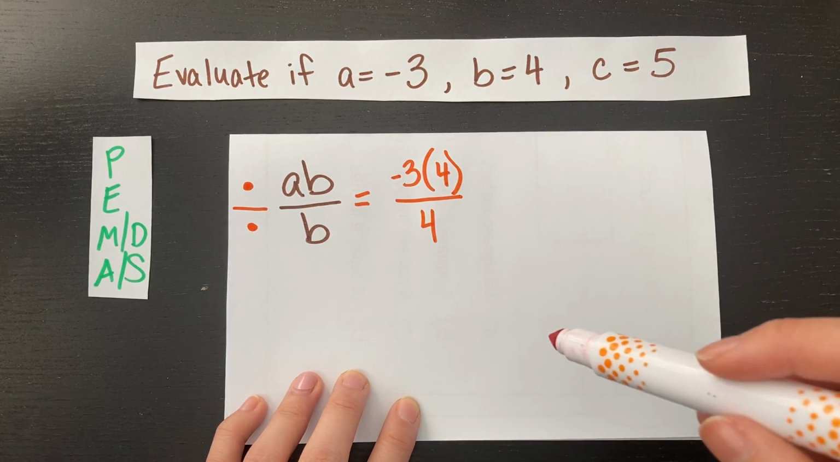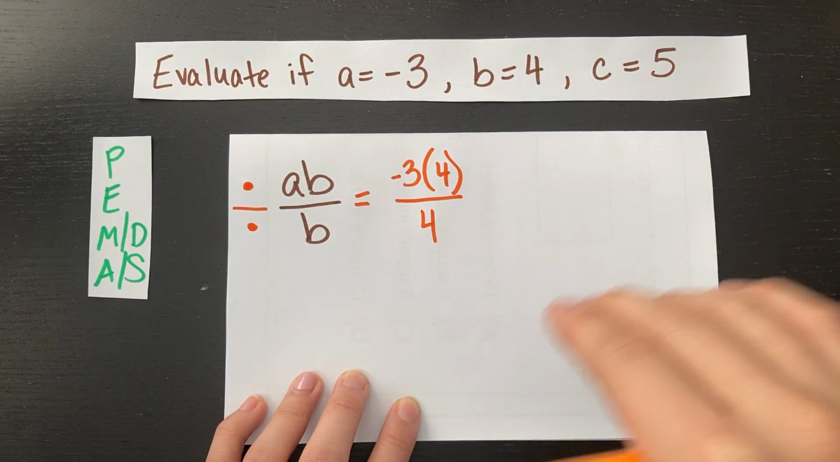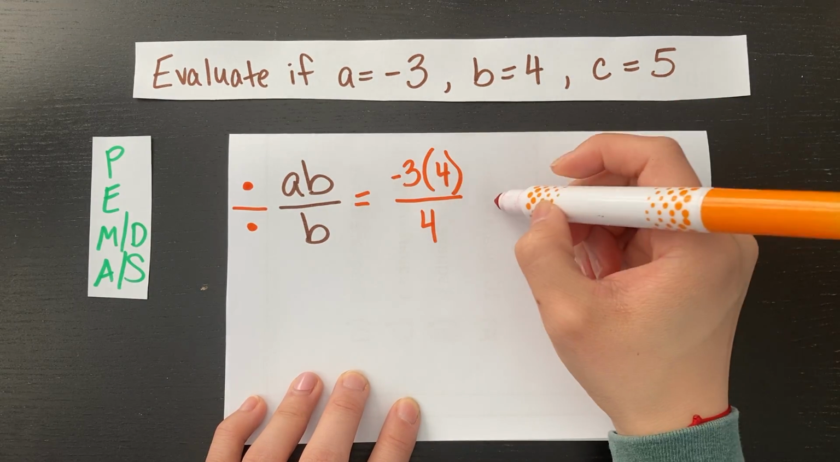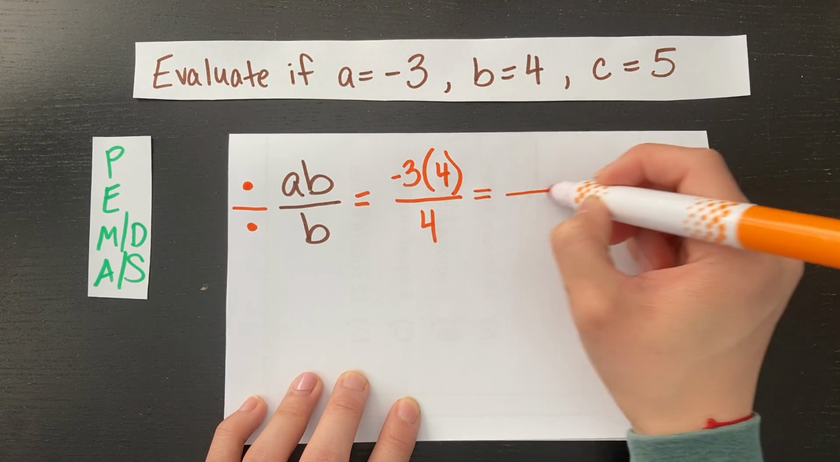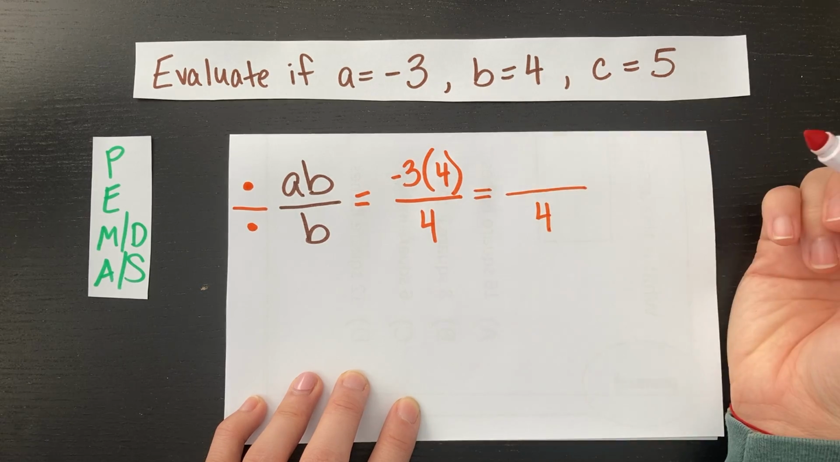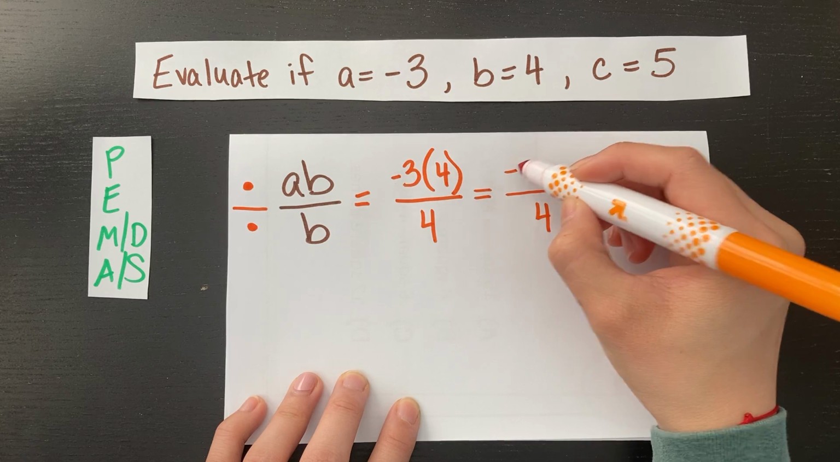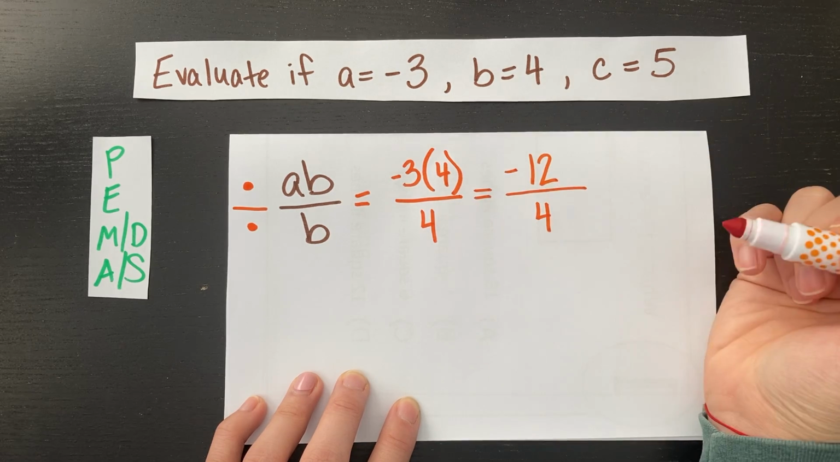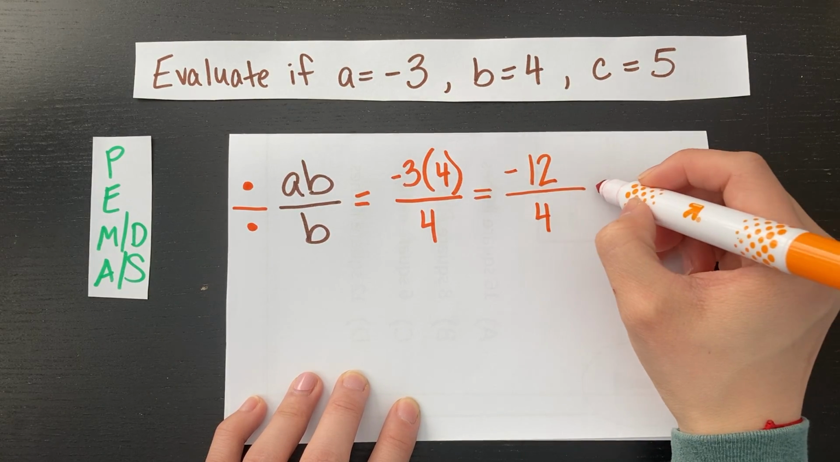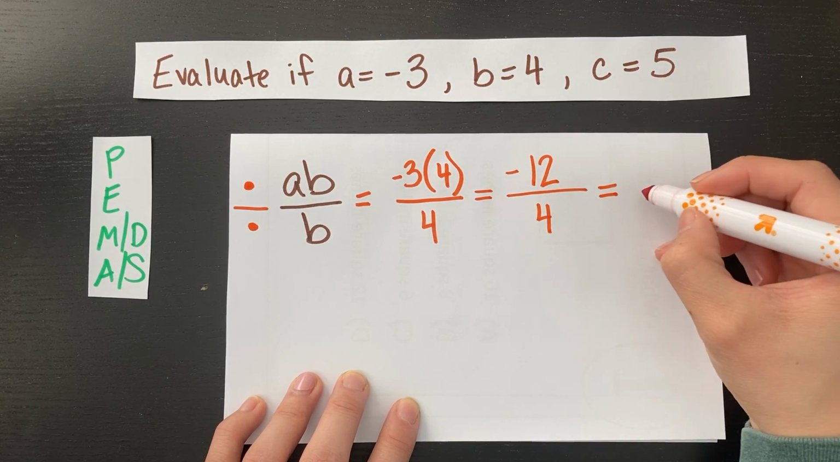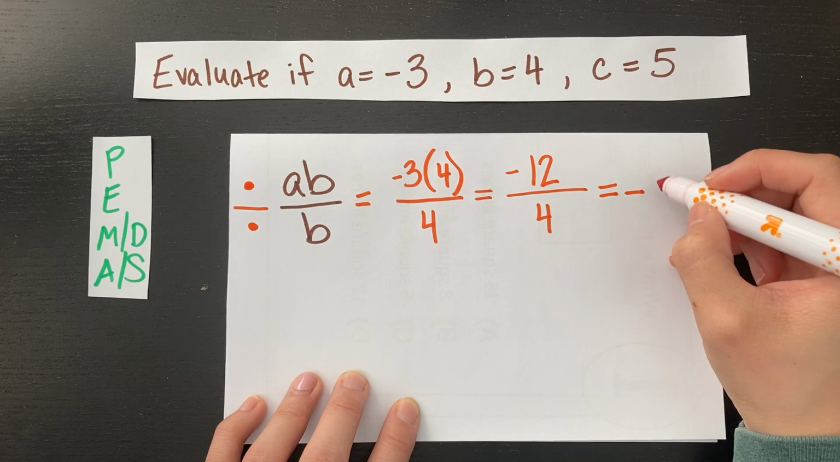Now for fractions, you're going to solve the top, solve the bottom, and then your very last step, you're going to divide. So nothing's happening with my denominator. Still 4. Negative 3 times 4 is negative 12. Negative 12 divided by 4, or you can think of this as a fraction you can simplify, is negative 3.